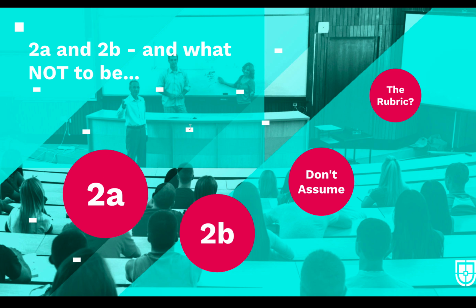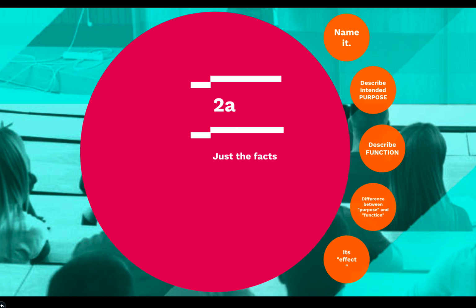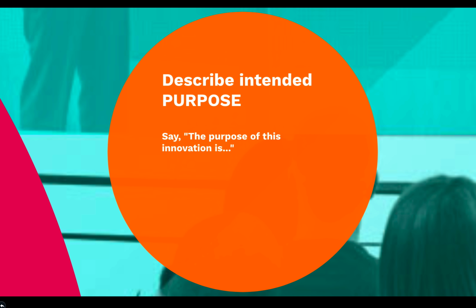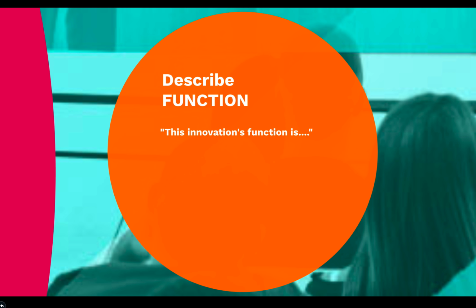Let's go through this with the slides. I think it's a little bit better. First thing you're going to do is, the first 2A is just about the facts. You're going to name it and tell us exactly what it is. And then you're going to have to describe its intended purpose. The purpose of this innovation is, and make sure that you use that language. And then you're going to describe the function.